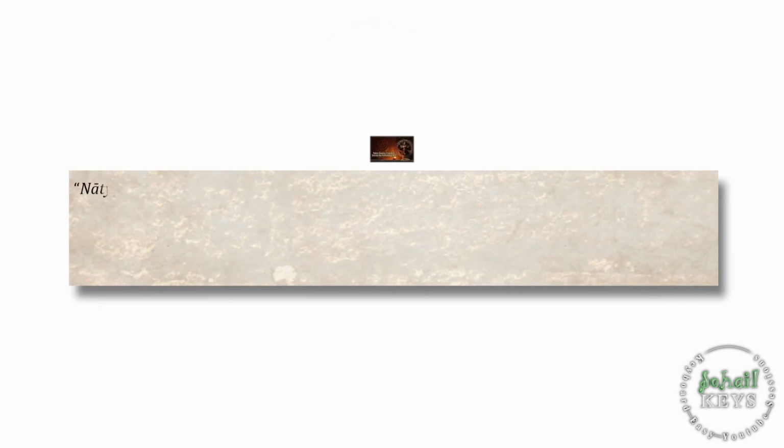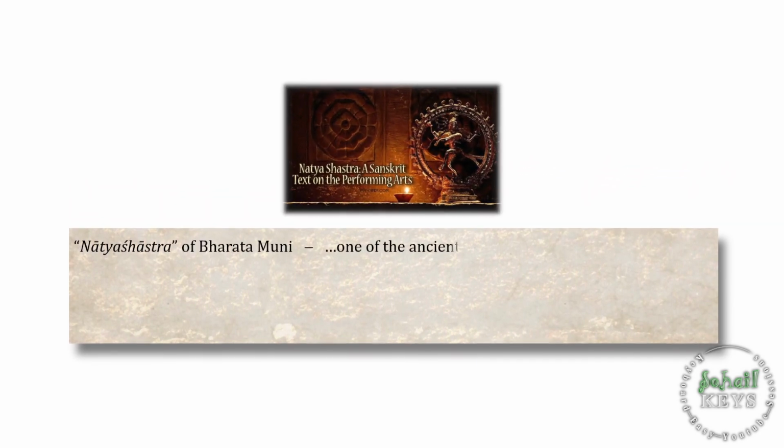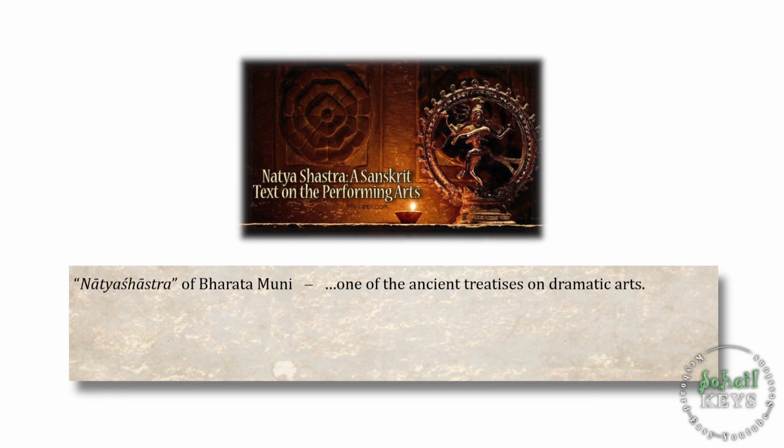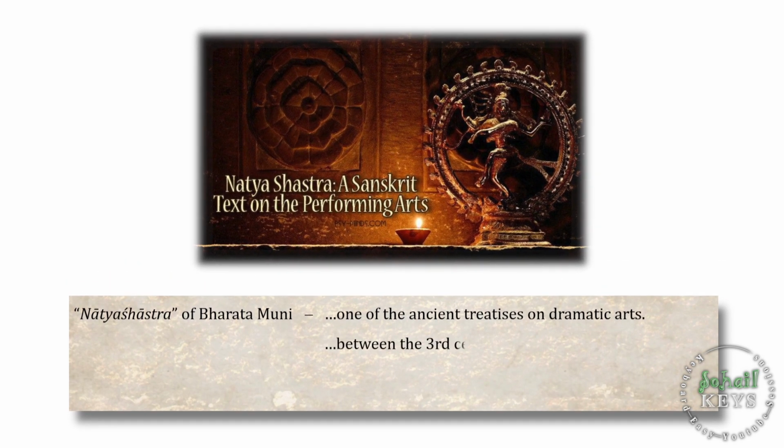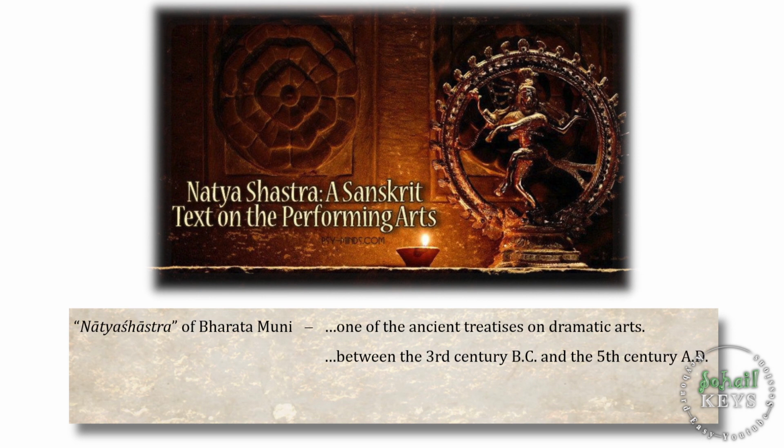The Natya Shastra of Bharat Muni is one of the ancient treatises on dramatic arts believed to have been written between the 3rd century BC and the 5th century AD, where Bharat mentions two ancient parent scales called the Shadja-grama and the Madhyama-grama. The placement of notes in the two gramas differs from the placement of Shrutis.